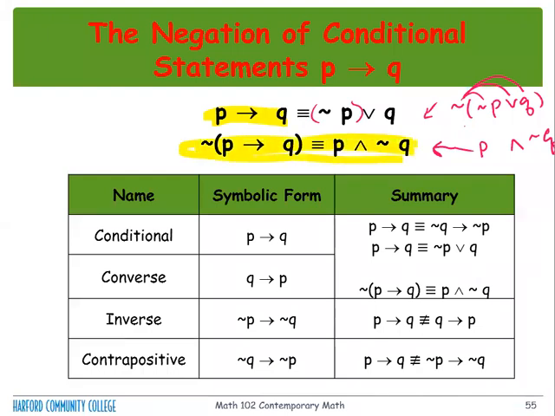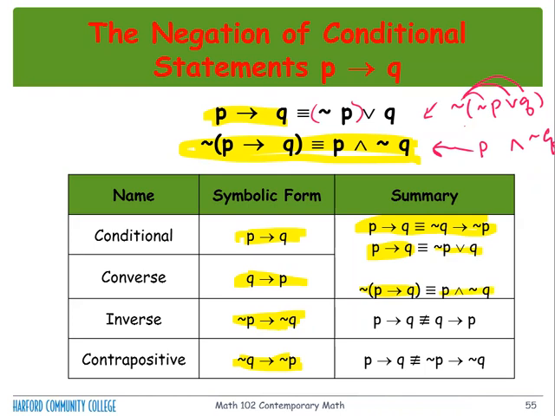On the table is a summary. For the conditional statement P then Q, the converse is Q then P, the inverse is not P then not Q, and the contrapositive is not Q then not P. We know that P then Q is equivalent to the contrapositive. The converse, not the converse, sorry, the conditional statement is equivalent to not P or Q. The negation of if-then is equivalent to P and not Q.